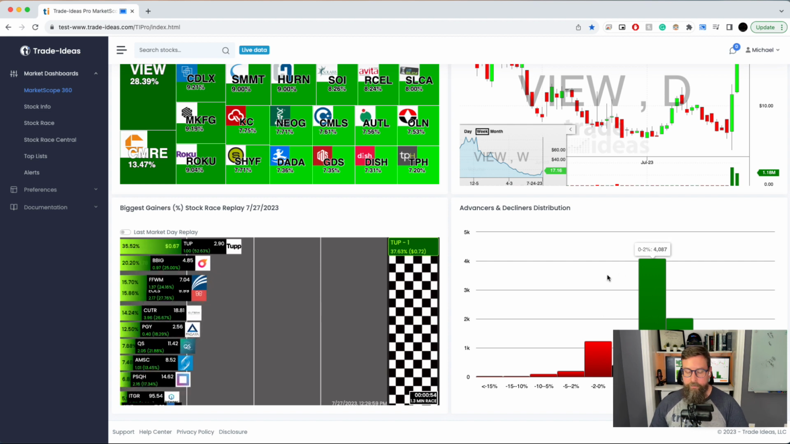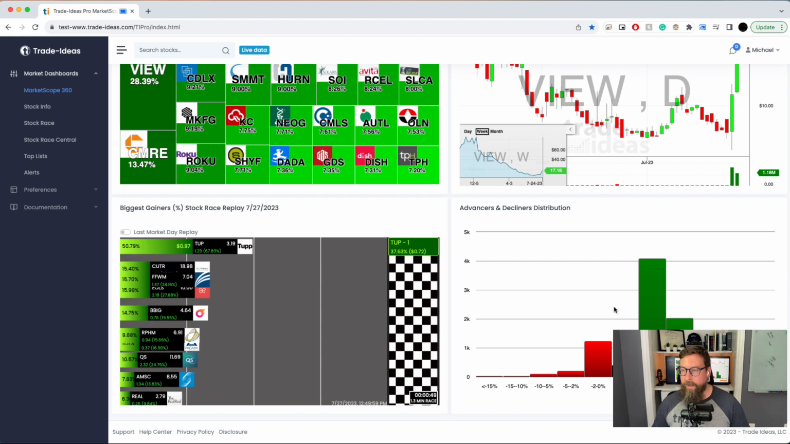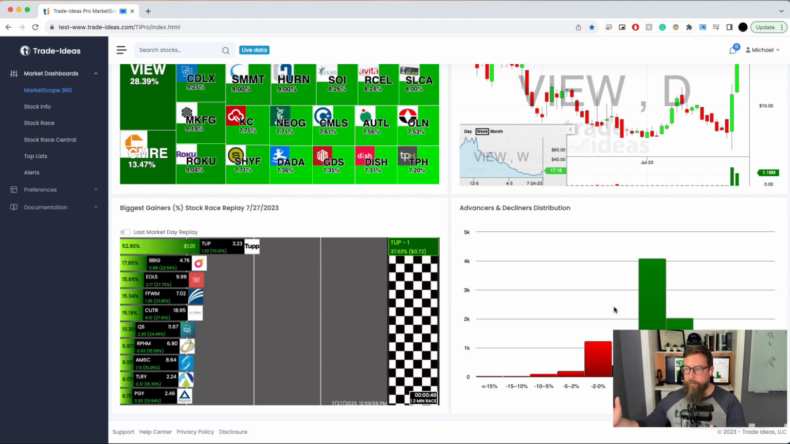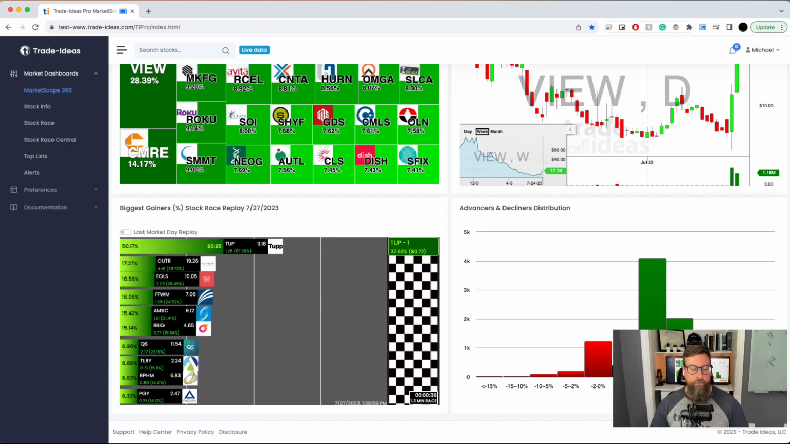And then over here on the advance and decliners distribution, we have the ability to say how many stocks in the market are up today and by how much, and how many stocks are down in the market today by how much. And this does a really good job of going under the hood and showing what's going on there.